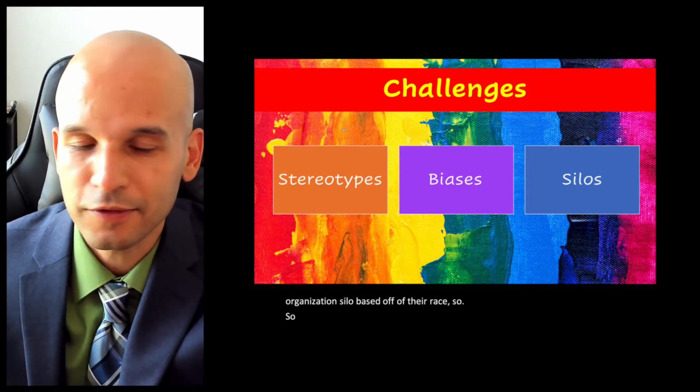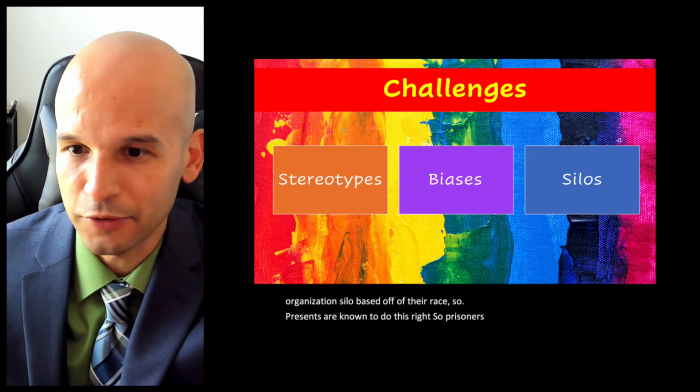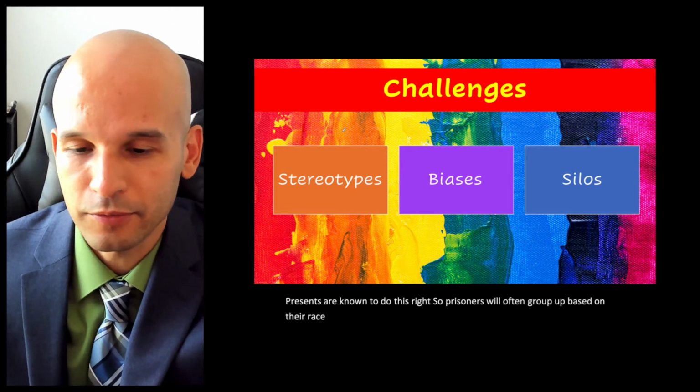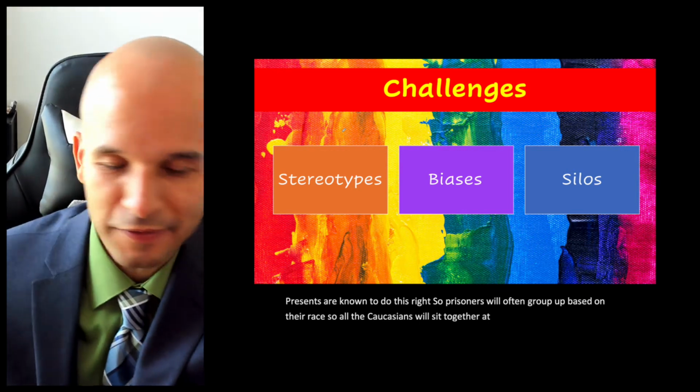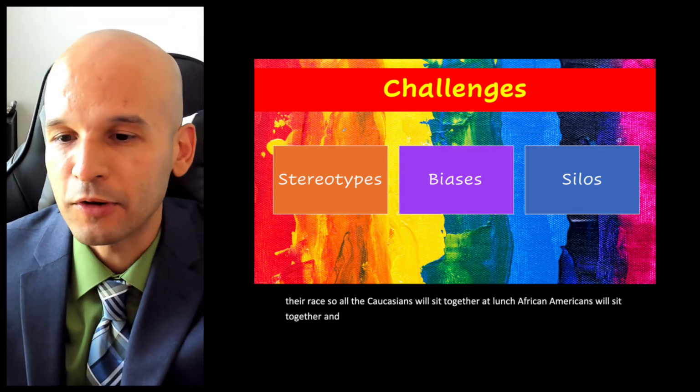Prisons are known to do this, right? So prisoners will often group up based on their race. So all the Caucasians will sit together at lunch, African Americans will sit together, and so forth. So we don't want to have silos.